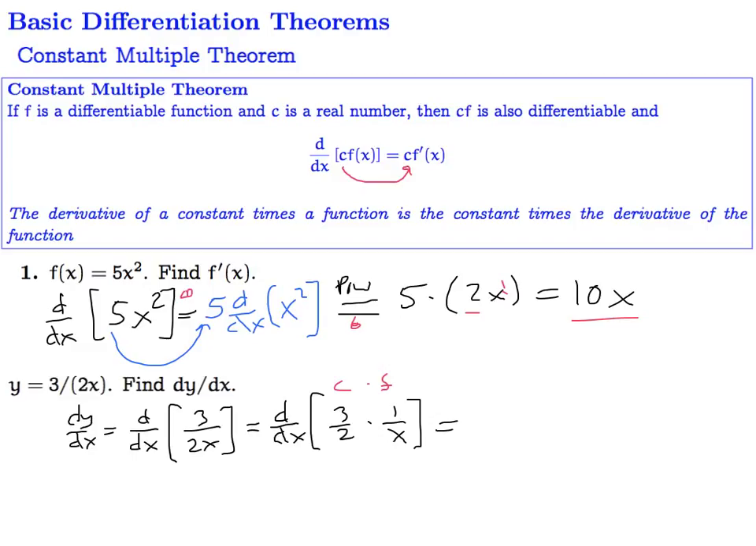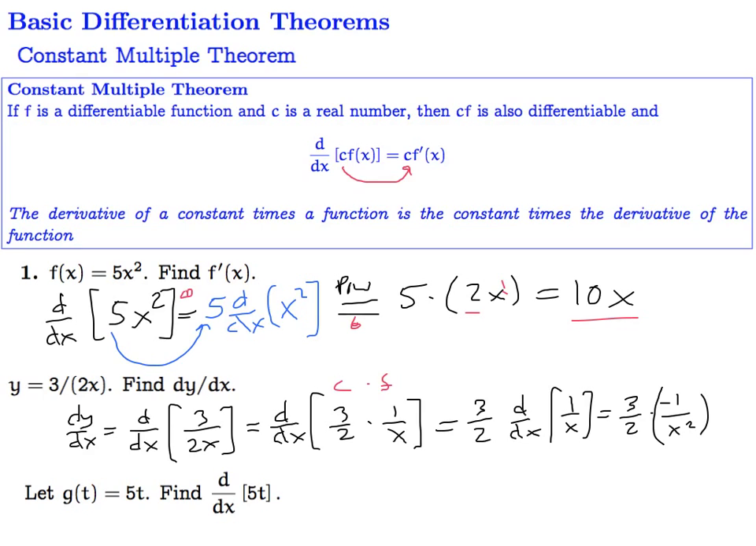And once we've got the constant times function pattern, we can pull that constant out front and then multiply by the derivative of the function that's left inside. And we did this one previously, so we're going to get 3 halves times negative 1 over x squared. And so, by just applying the constant multiple rule and the power rule, we can get our derivatives pretty quickly. Let's do one more example.